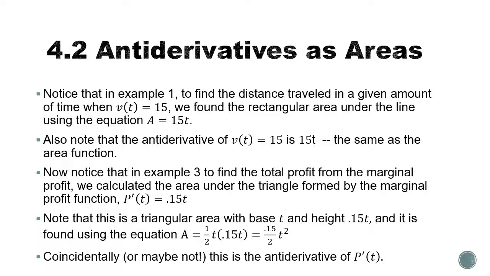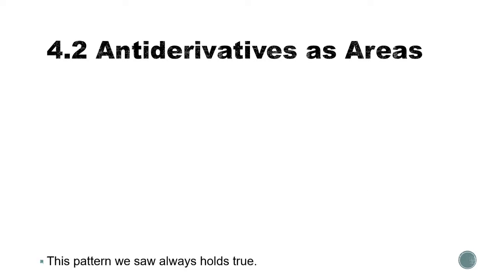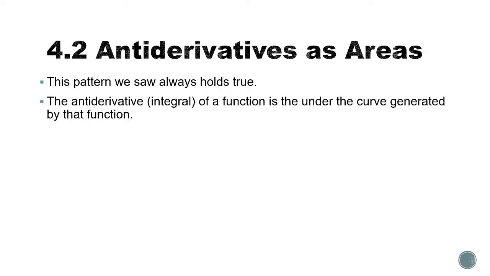So what we see here is a relationship between the area under a graph and the antiderivative, and it's always going to be a pattern that holds true. The antiderivative or integral of a function is the area under the curve that has been generated by that function.